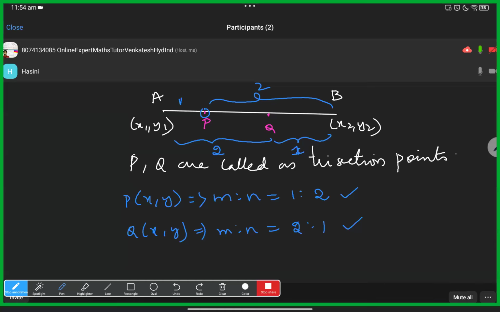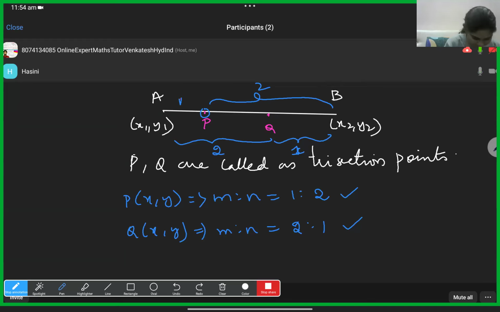Using these ratios, with 1:2 we get the point P. Then with 2:1, we use the same formula for the same points x1, y1, x2, y2, and we get the point Q. Any doubt, Hasni? No, sir. Okay.